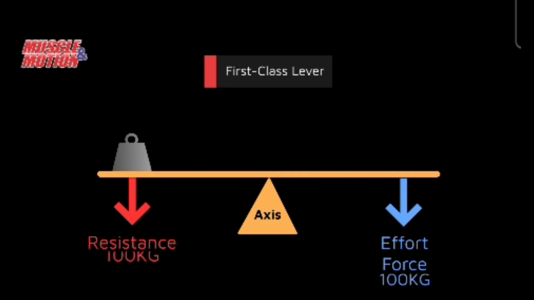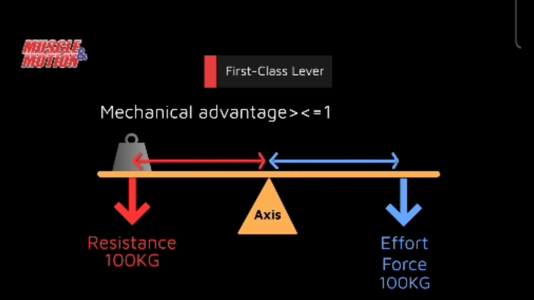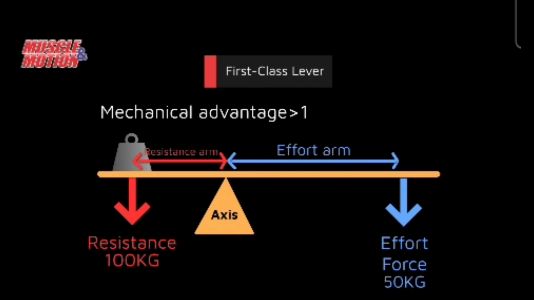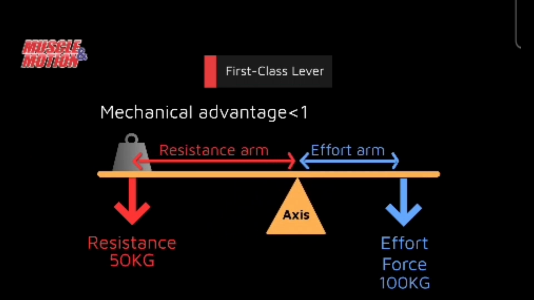The mechanical advantage of a lever can be measured as greater than or less than 1, depending on whether the length of the effort arm is greater than, equal to, or less than the length of the resistance arm. In other words, if the effort arm is longer than the resistance arm, the lever will provide a mechanical advantage greater than 1. But if the effort arm is shorter than the resistance arm, the lever will provide a mechanical advantage of less than 1.